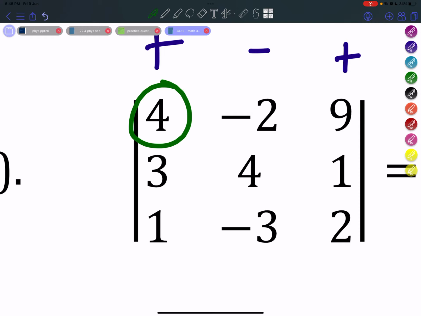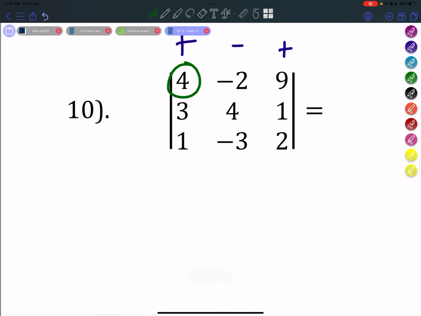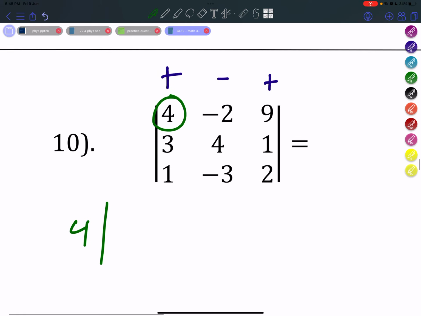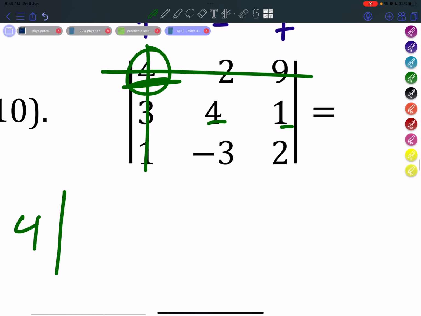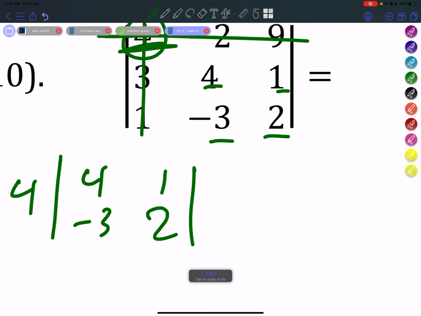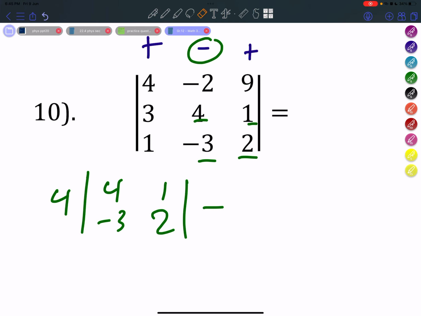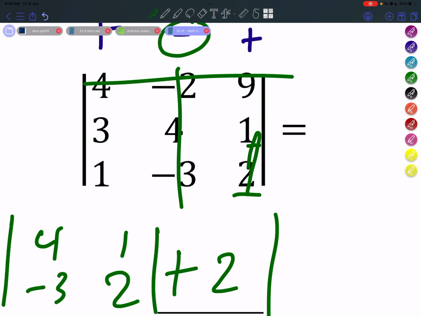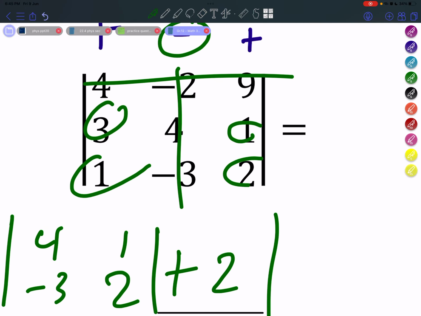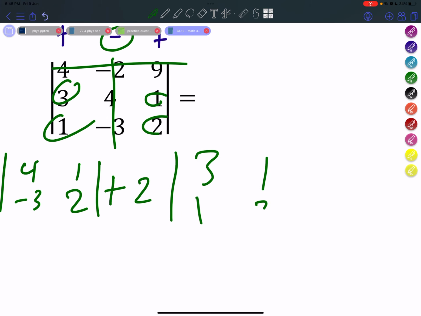We'll take the first number in the first column at the top, which is 4, multiplied by which matrix? We will remove and eliminate the column and the row of the number that we just took, leaving us with 4, 1, negative 3, and 2. So 4, 1, negative 3, and 2. Okay, minus we have here. So let's remove this. Well, since it's minus 2, then it will be minus and minus, plus. So let's just write plus 2 here. Again, eliminate the row and column, leaving us with 3, 1, 1, 2. So let's just write it here, 3, 1, 1, 2.